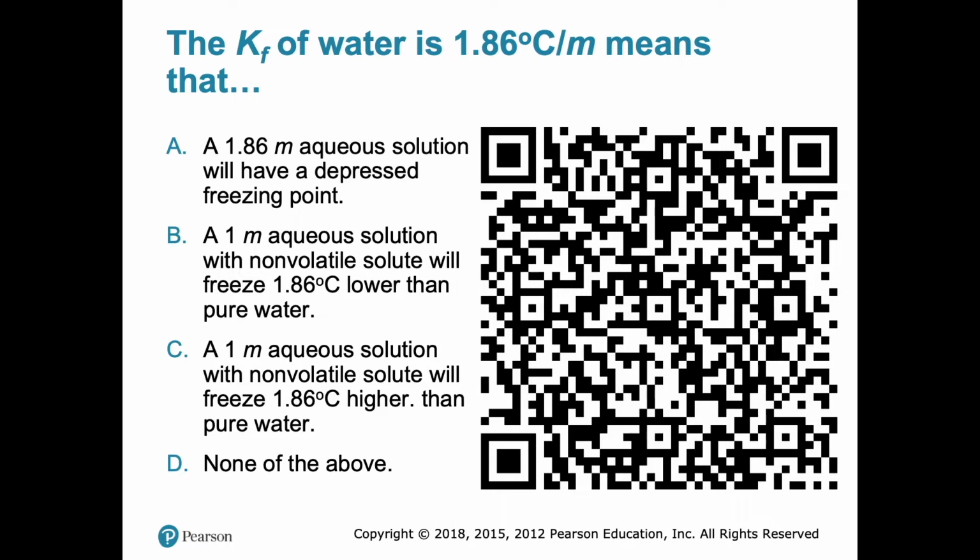Okay, so the answer here is actually going to be B. It's going to be B because if you have a 1.86 Celsius per mole Kf, it means that you'll lower the freezing point of water by 1.86 degrees Celsius for every one mole. Does that make sense? The reason it's not C is because I've put higher there. If you're trying to freeze something, why would it go higher? It's supposed to go lower, okay? At least nobody picked the crazy one, I think.